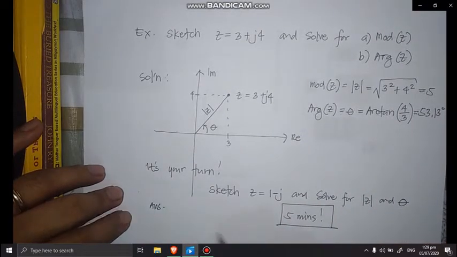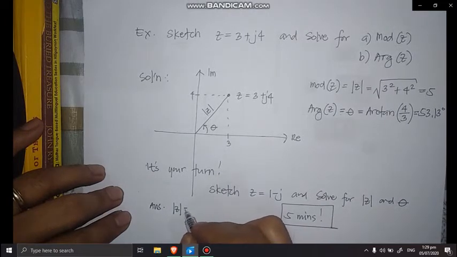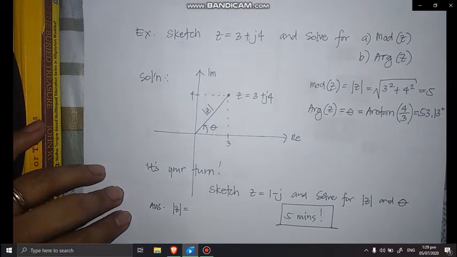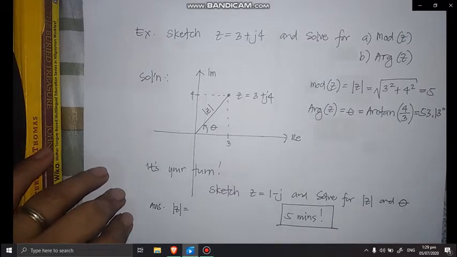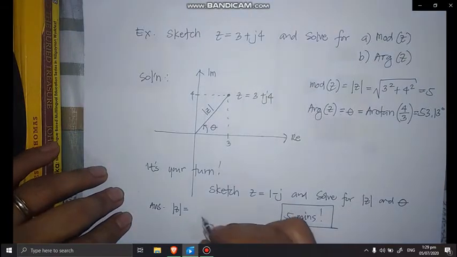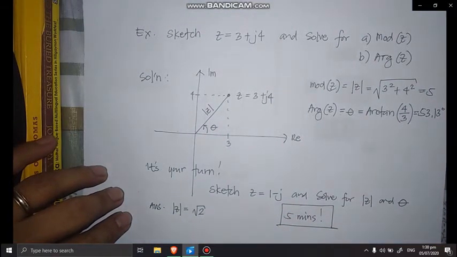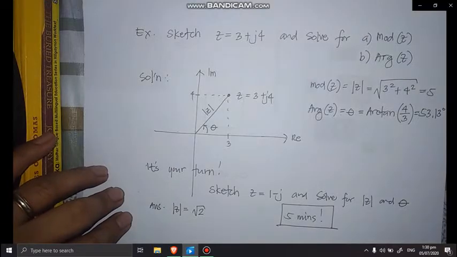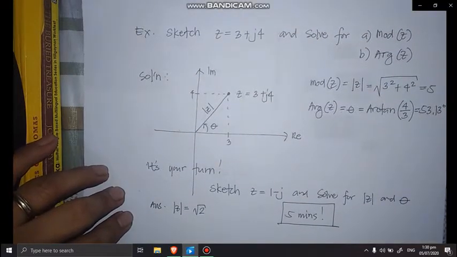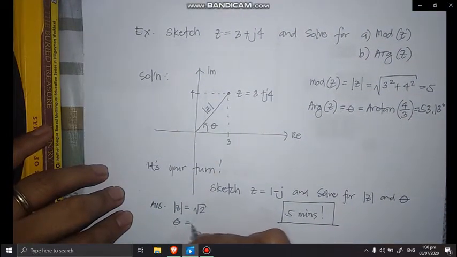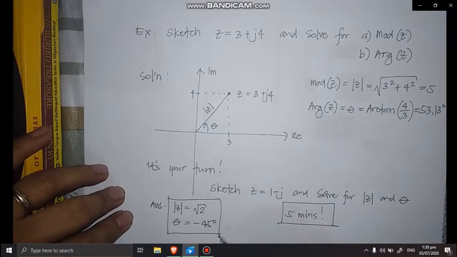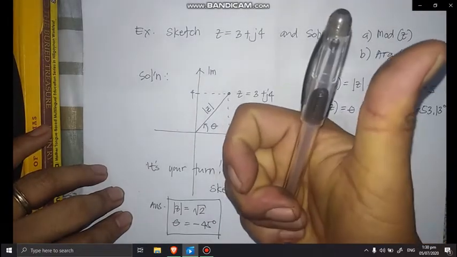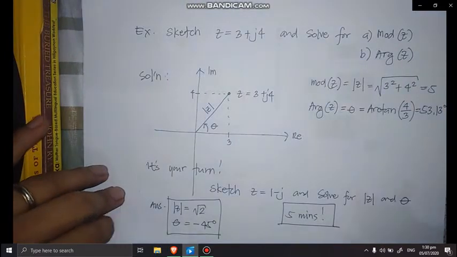So what will be the value of the magnitude of z? What's your answer again? Right, your answer is equal to square root of 2. That is square root of 1 plus 1, and that becomes square root of 2. And for the angle theta, you have the arc tangent of negative 1 over 1, that is equivalent to negative 45 degrees. Did you get the answer?